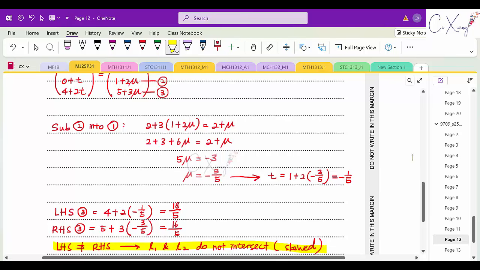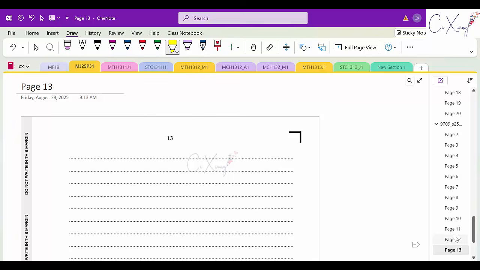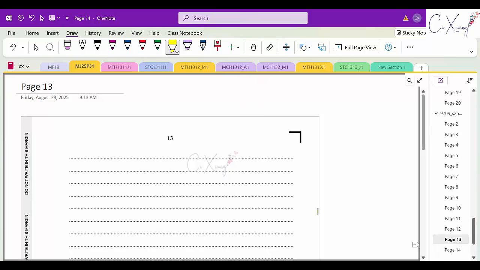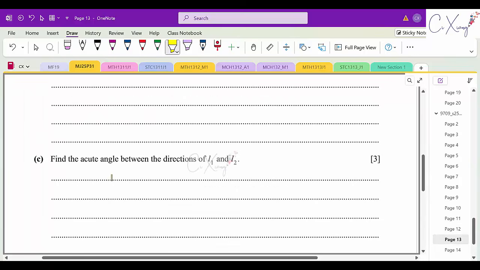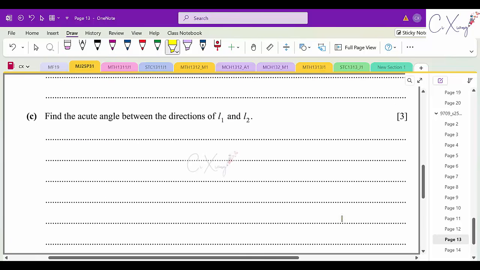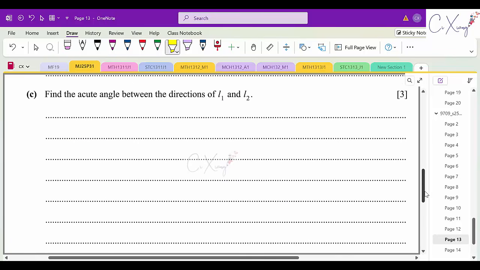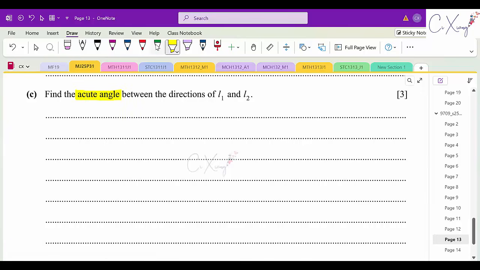Then let's continue further. We still have part C here, right? Okay, part C is here. Find the acute angle between the direction of line 1 and line 2. To find the acute angle between the lines, you only use the directions. The formula for finding the angle between vectors, remember, is P dot Q equals modulus P, modulus Q, then cos theta.